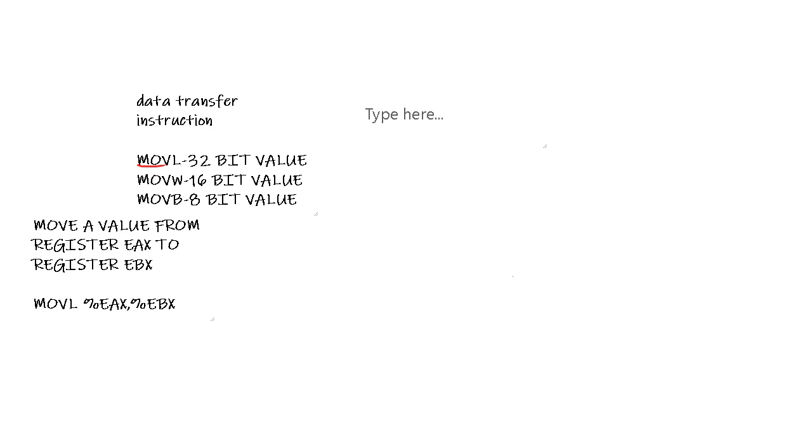So the name of the instruction is MOV that we have to write. The first three letters are the name of the instruction, and the next letter tells whether we are going to move an 8-bit value or 32-bit value or 64-bit value. Since it is a 32-bit value, we have to write L. Okay, so MOVL is the name of the instruction.